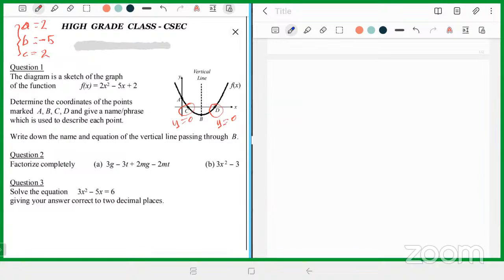Mute your mic, please. If you're not saying something, mute your mic, please.